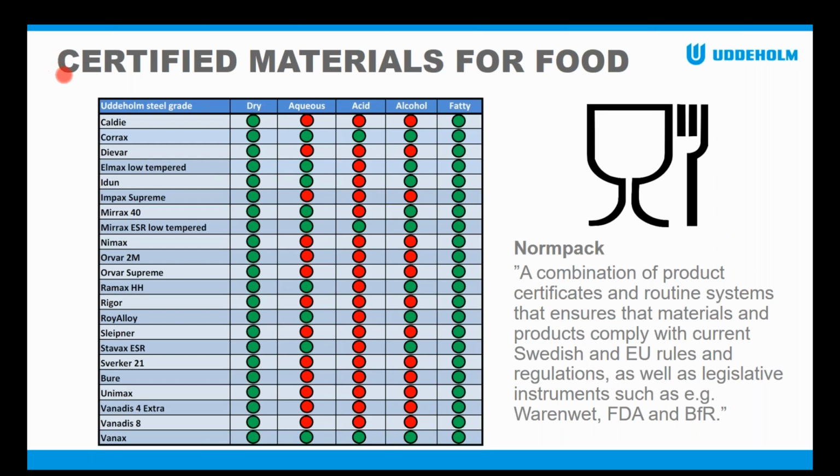What I said earlier, NormPack is certified for food. If you've ever seen this logo before, it means that the product is certified, so you can use the product in direct contact with food. And here you can also see that Corax is actually certified to be used directly with food. This is not always important for plastic injection molding because the steel is only in contact with the plastic, and then it's actually the plastic that is in contact with the food. But some companies also want to have a NormPack certified material for creating plastic parts as well.